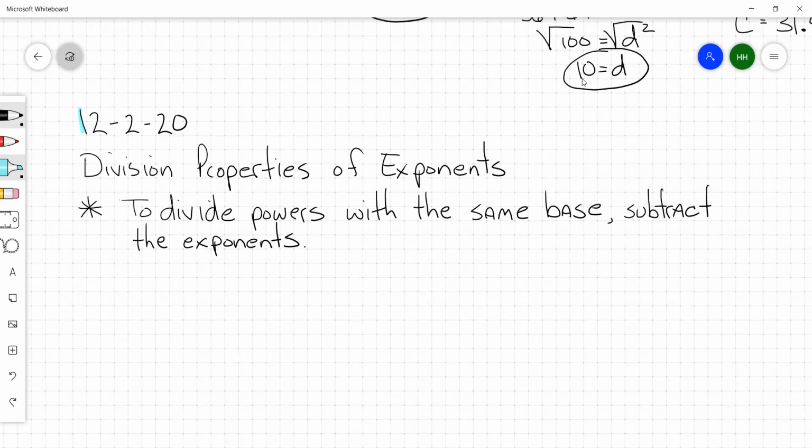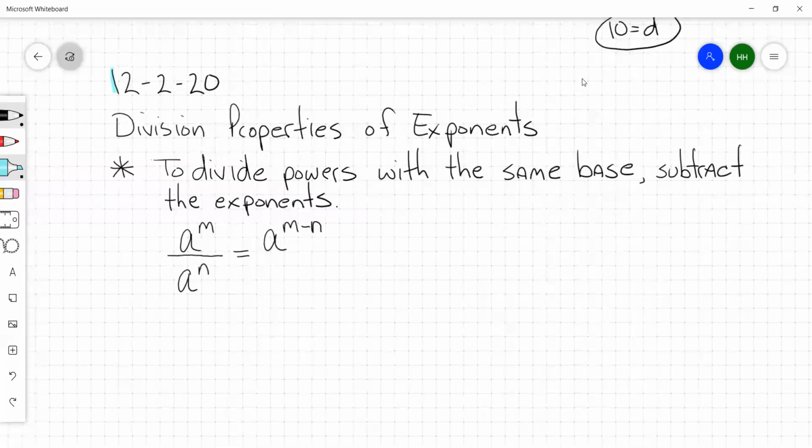All right, when you multiplied powers with the same base, you added the exponents. And when you divide powers with the same base, you subtract the exponents. So if you have a to the m power divided by a to the n power, that would be equal to a to the m minus n power. And what that looks like with some numbers is if you had 2 to the 6th divided by 2 to the 2nd, that would be equal to 2 to the 6 minus 2 power, which is 2 to the 4th power.